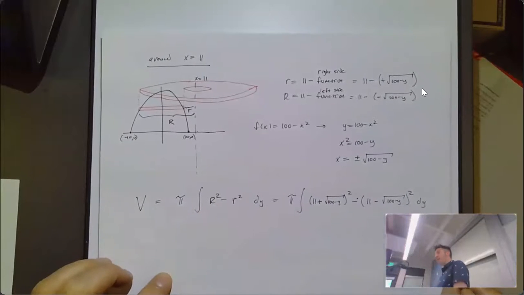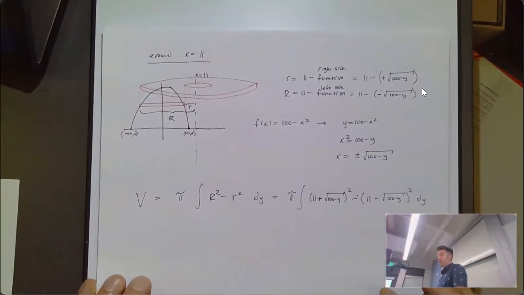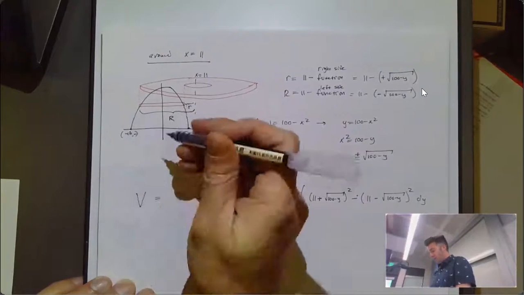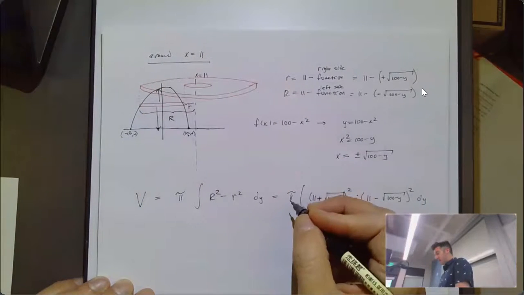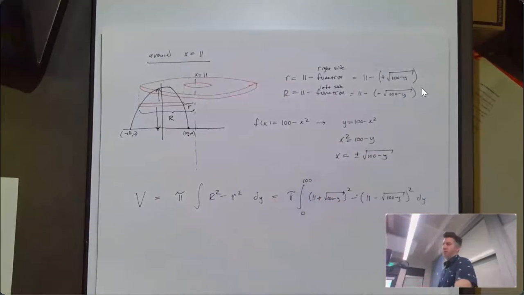Now, unlike the previous three problems we did, the limits of integration are not negative 10 to 10, because those were my leftmost x to my rightmost x. But now since our strip is horizontal, we're asking how far down can it go to how far up can it go? And the answer is from 0 to 100.